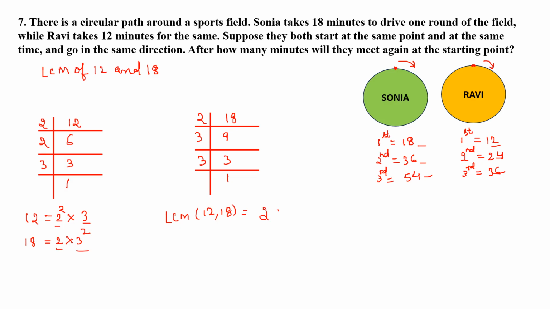So first write 2 into 3. Now take the greatest power. So the greatest power of 2 is 2 and of 3 is 2, isn't it? Here the greatest power of 2 is 2, here the greatest power of 3 is 2. So it is 4 into 9, which will give you 36 minutes. So from here you can see that they are going to meet again after 36 minutes. Okay, so 36 minutes will be the answer, that after 36 minutes they will meet again at the starting point. So very important, you should first try to find out whether you have to find HCF or LCM. And there is one clue: when something is repeating at a certain interval of time, it is always LCM.